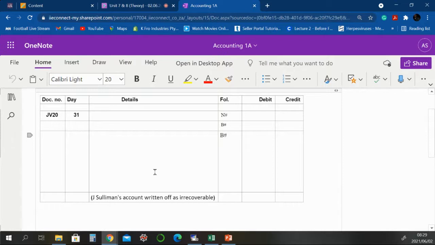So if we're only getting 35 cents on the rand, sometimes we say on the rand, sometimes we say in the rand, same thing, it means that he's paying us 35% of what is due to us. Does that make sense? So now you have to calculate what is 35% of the 28,478 rand 91 cents?